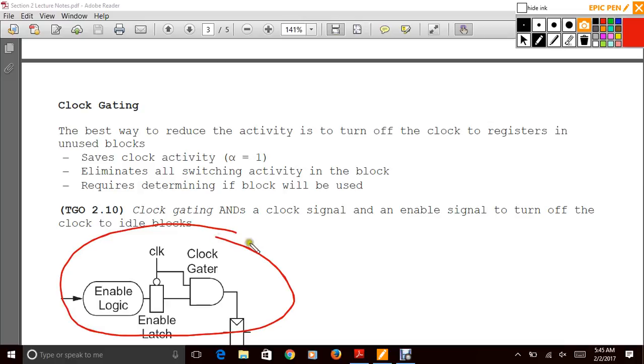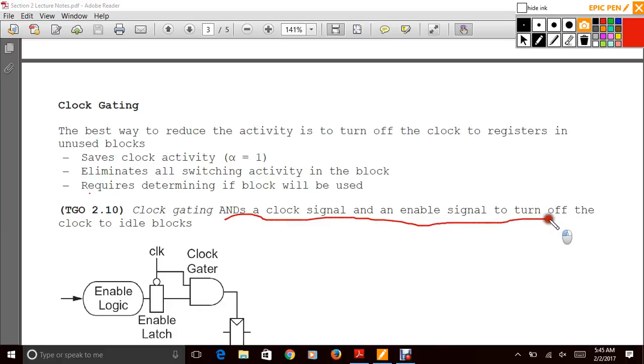And the first one we're going to talk about is this concept called clock gating. Clock gating ANDs a clock signal and an enable signal to turn off the clock to idle blocks. So what we're trying to do is reduce our switching activity by reducing the probability that it'll switch, by turning it off completely when we're not using it. And so it eliminates the switching activity in the block. And the drawback is it requires determining if the block will be used.